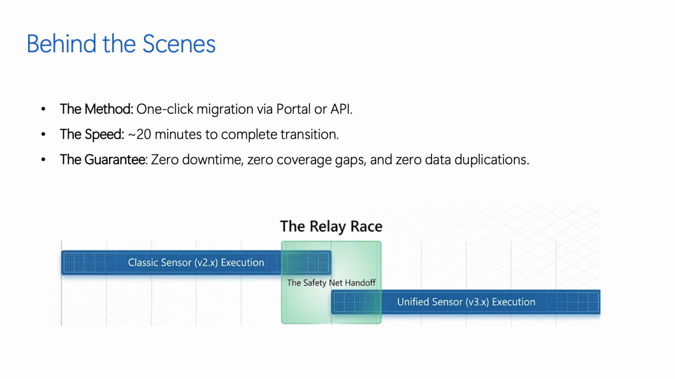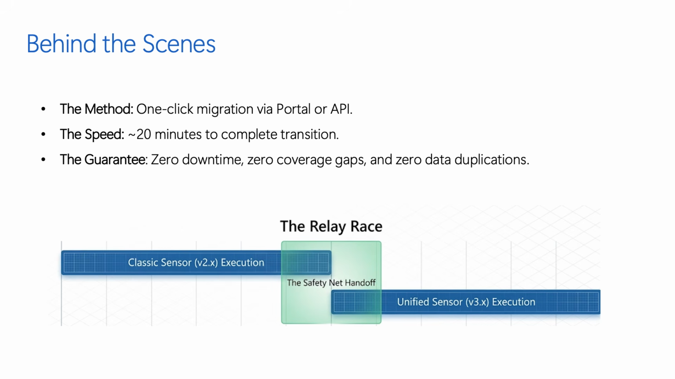And the main thing here is our guarantee that we have zero downtime, zero coverage gaps, zero data duplication. What it means is that the V2 sensor, the previous sensor, stops communicating and being active only when we see that the V3 sensor, the new sensor, is running and sending the data as it should. So that way, we're promising that there's no downtime and no data loss while you do the migration itself.